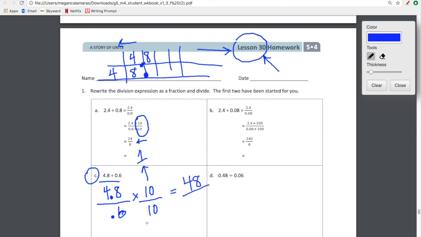Now we need 0.6 times 10. So we have 6/10, we're going to multiply it by 10, which means 6 is going to hop over 1 place value to the left. So 0.6 times 10 is 6. So what we have here is 48 over 6, or 48 divided by 6. 48 divided by 6 is 8, because I know 6 times 8 is 48.